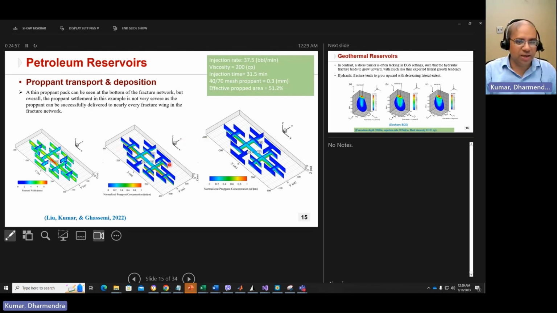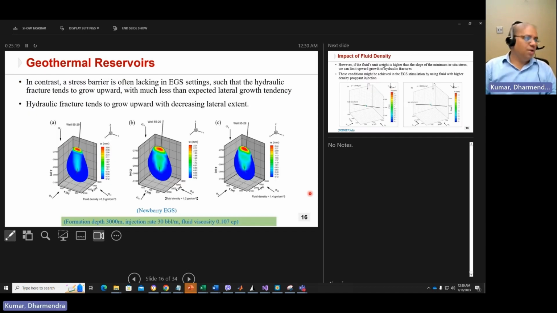So the key point here: if we use high viscosity fluid, probably we can probe more of the reservoir area, but it also has another kind of complexity, because high viscosity fluid can damage your natural fracture structure and those things. So mostly water is more appropriate for unconventional reservoir stimulation. So this was all about the hydraulic fractures in oil and gas reservoirs.